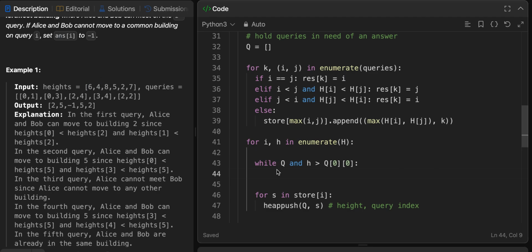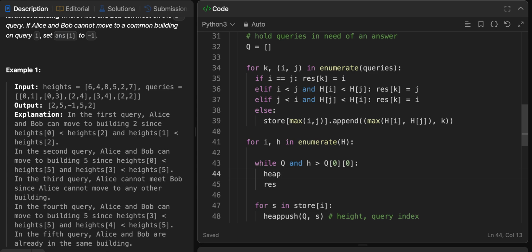So that means we do what? We can say, okay, result. So we need to get that. We want to say, okay, heappop Q. And this will equal the height and the query index. I'll just put it like this for now. Okay. And then we say, well, we're more concerned with the query index.